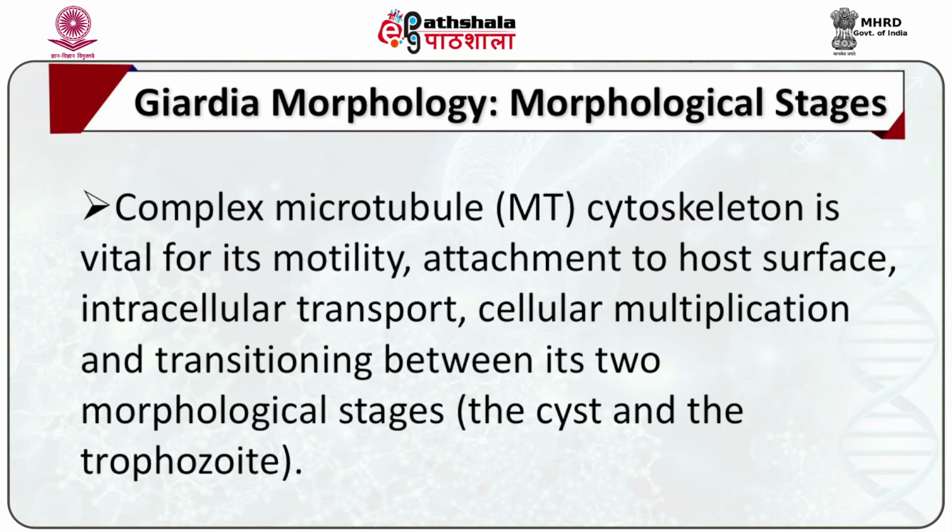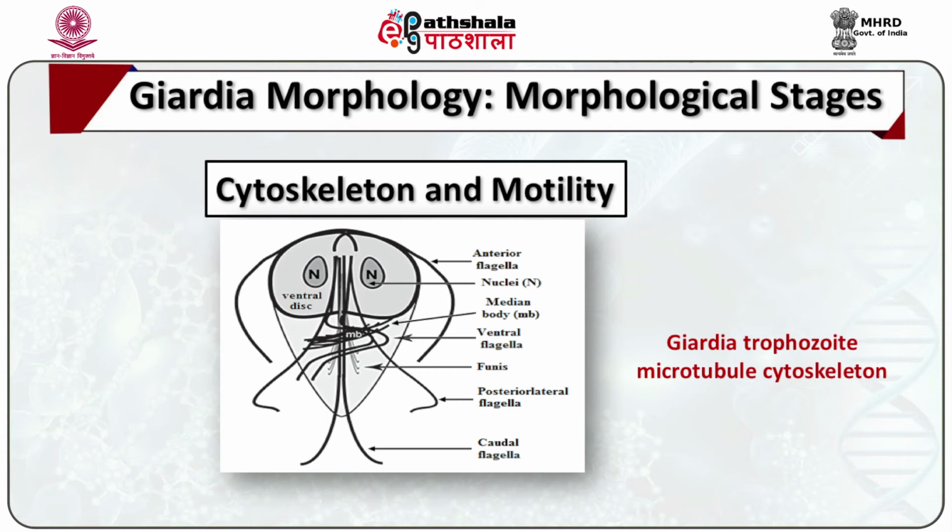The complex microtubule cytoskeleton of this parasitic protist is vital for its motility, attachment to the host surface, cellular multiplication, intracellular transport and transitioning between its 2 morphological stages, that is the cyst and the trophozoite. The microtubule cytoskeleton is made up of both unique elements such as the median body, ventral disc, funis and axoneme associated elements, and general structures of flagellated protists, like it contains 8 flagella and 2 mitotic spindles.